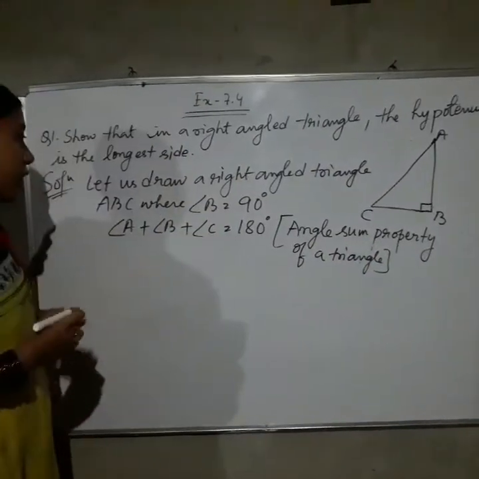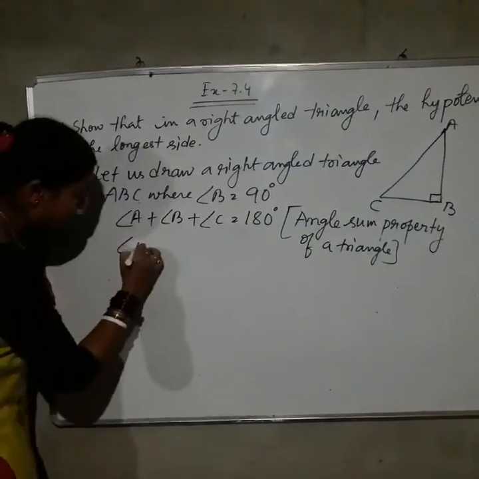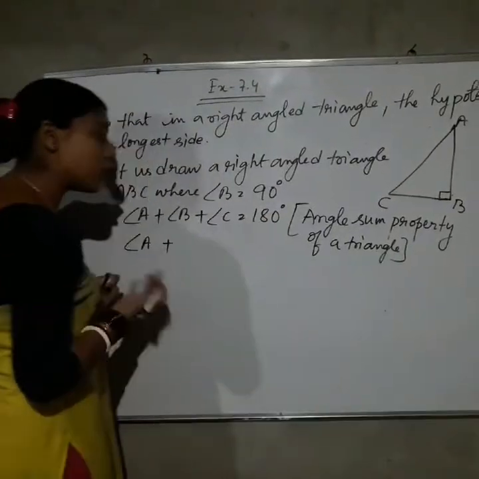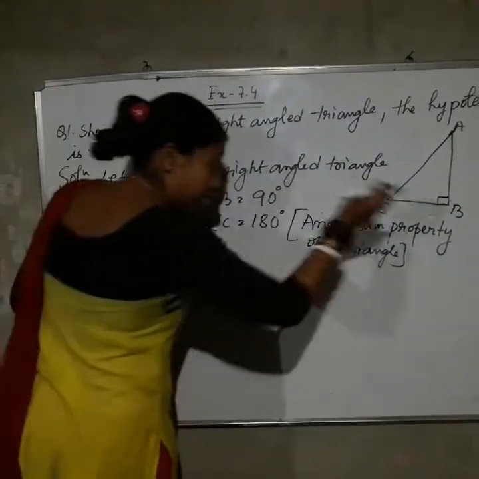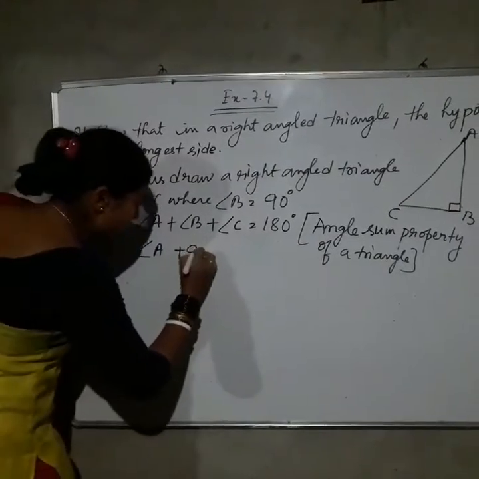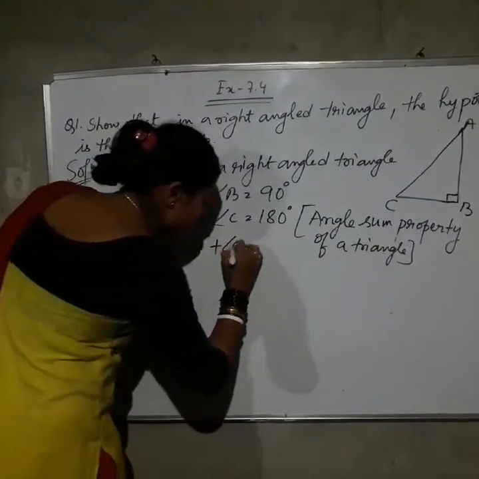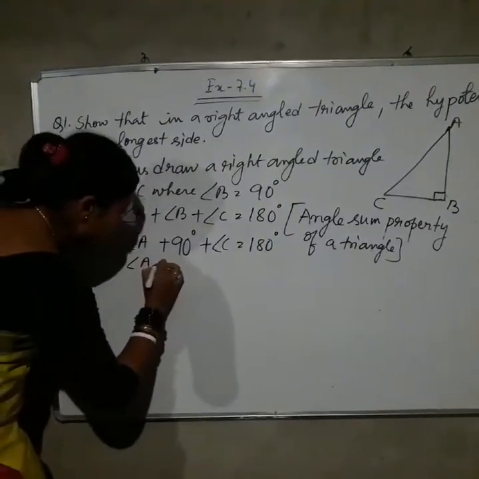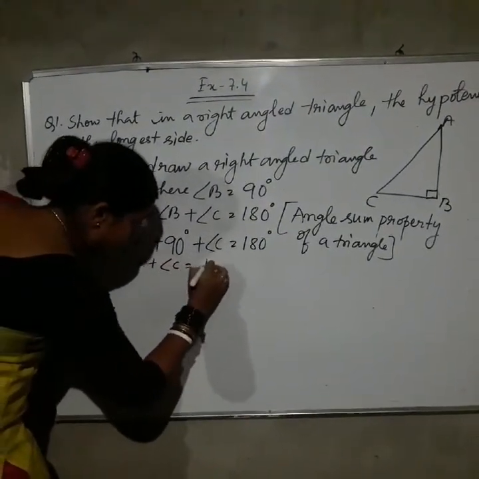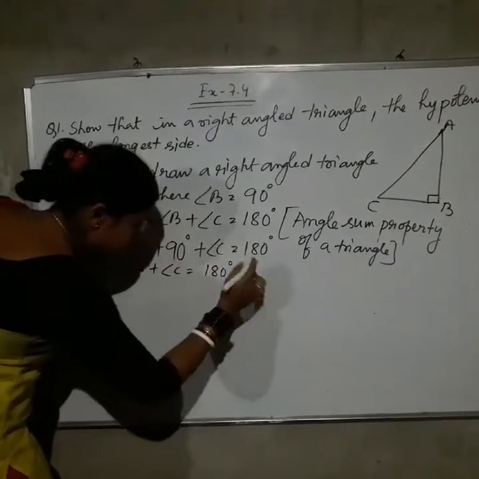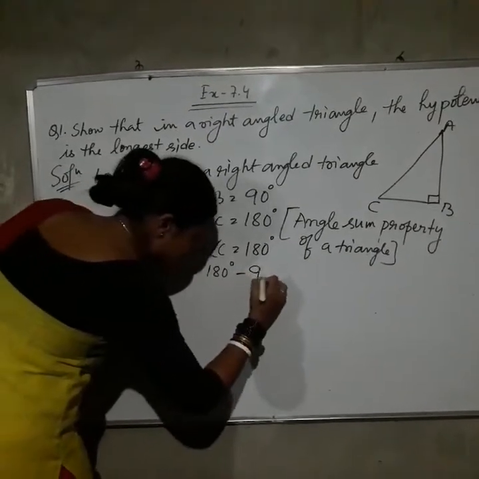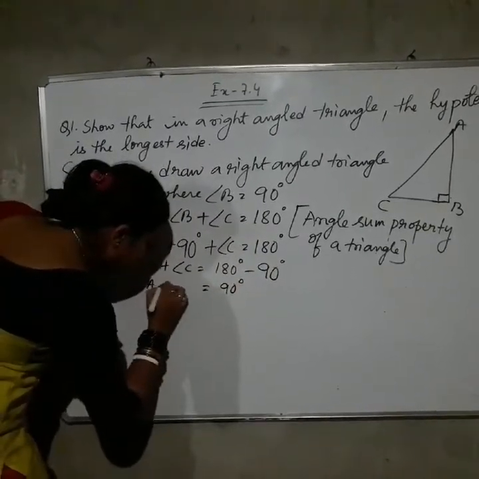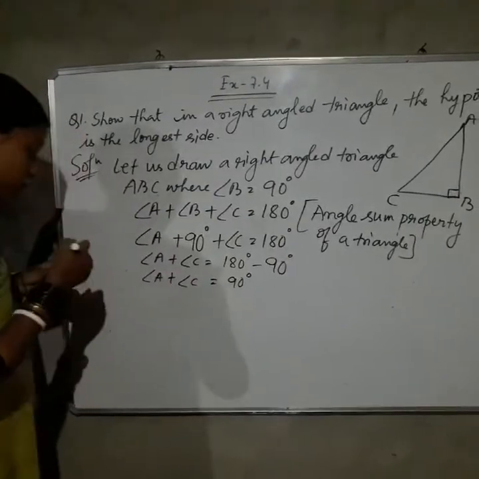Now from here, angle A will remain the same, and we can replace angle B by 90 degrees. We know angle B is a right angle, which is 90 degrees. So 90 degrees plus angle C equals 180 degrees. Now angle A plus angle C equals 180 degrees minus 90 degrees. We can bring this 90 degrees to this side. So angle A plus angle C is equal to 90 degrees.